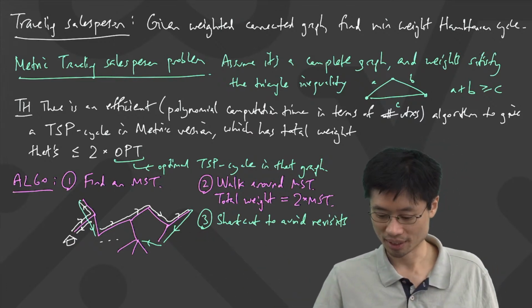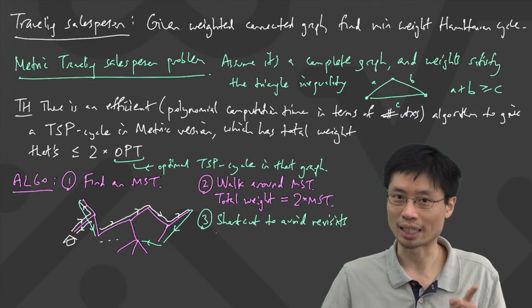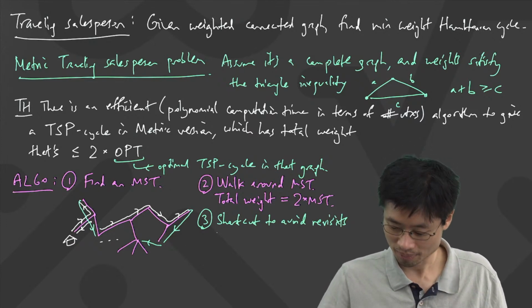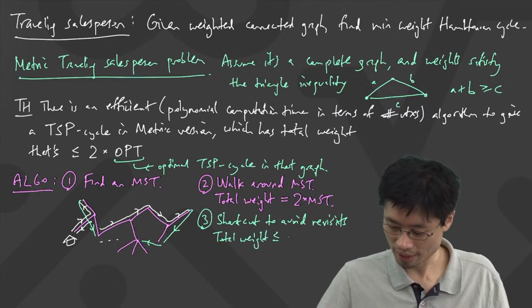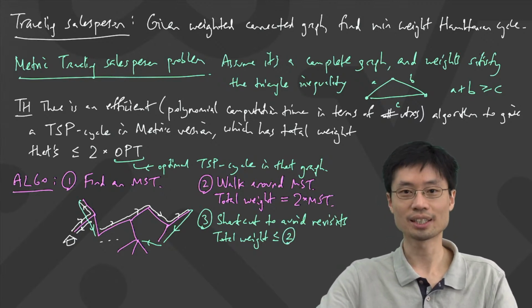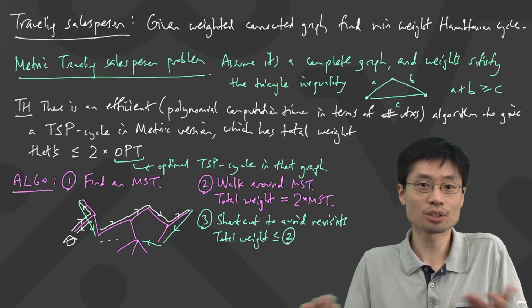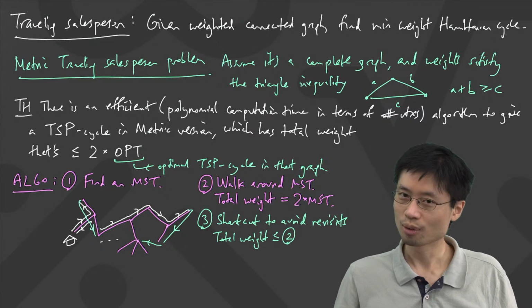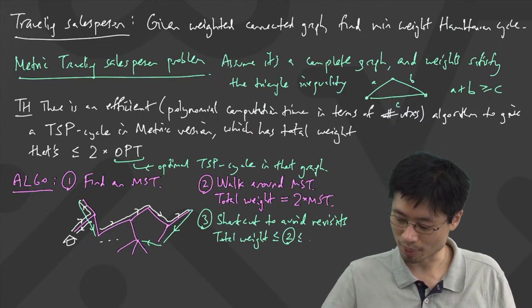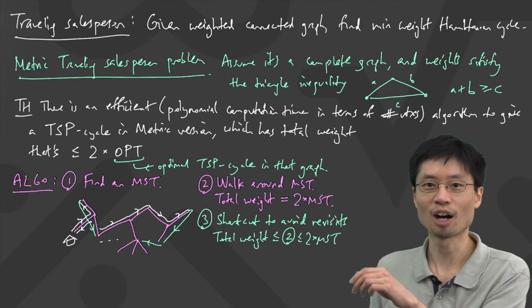So now what happens? Now the total weight only can go down. That's important. So now my total weight is less than or equal to what it was in 2. Is that okay? Because 2 was something and I took some shortcuts. Okay, so I managed to prove it's at most double of MST, but that's not what I want. I want double of opt.